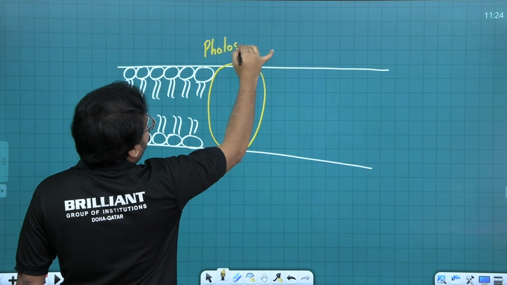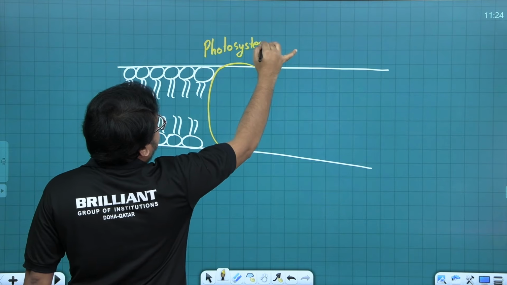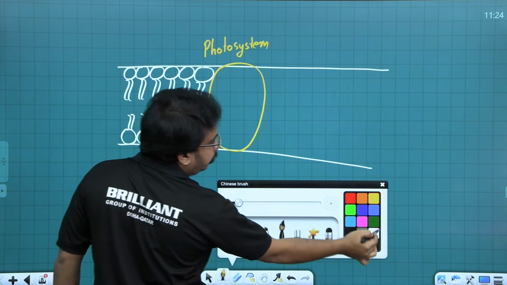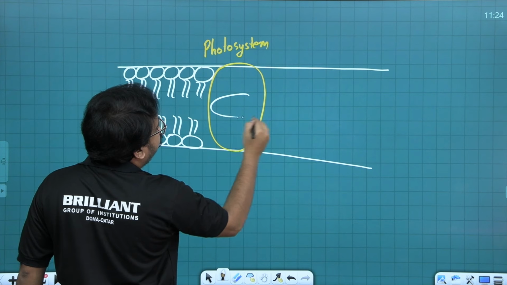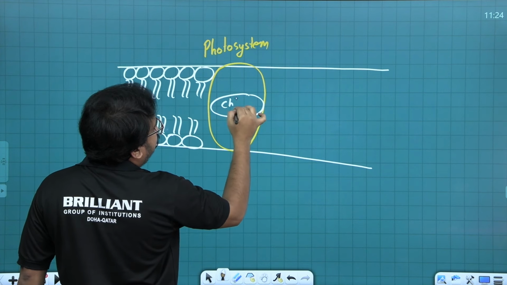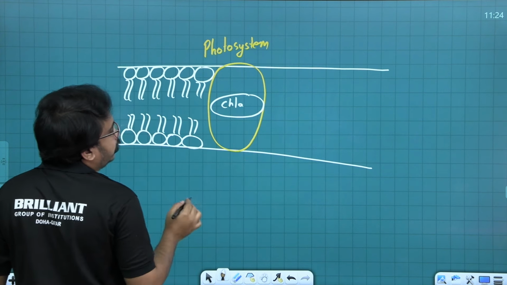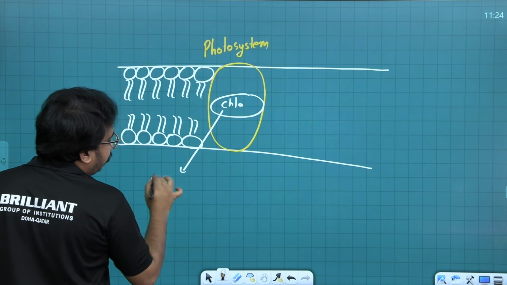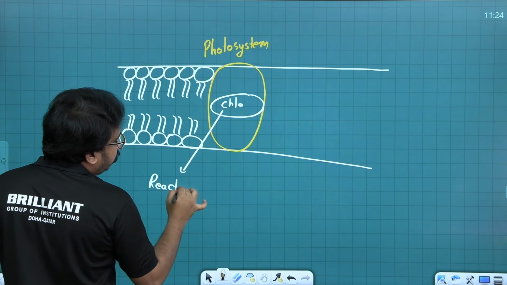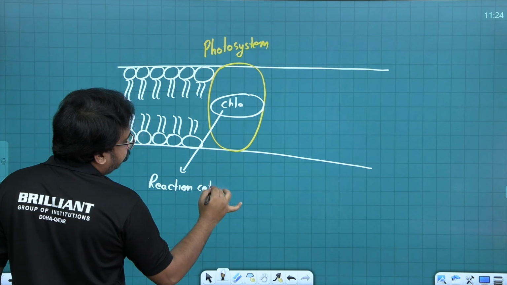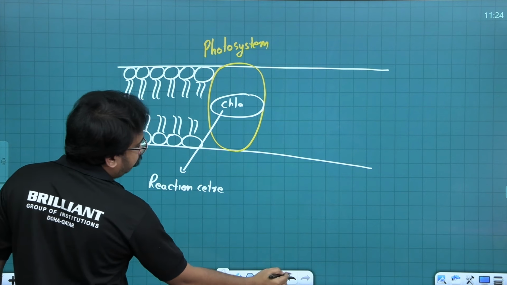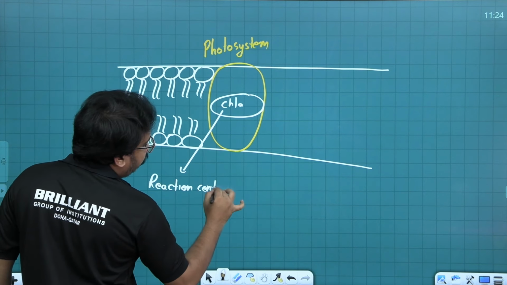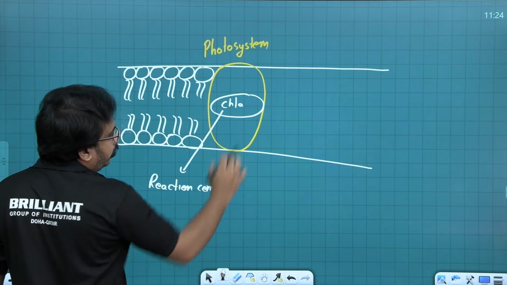So what is this photosystem having? At the center of the photosystem, they will be having chlorophyll A. A single chlorophyll A molecule will be present. This is actually called the reaction center.